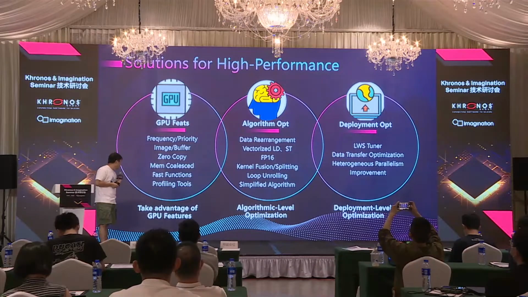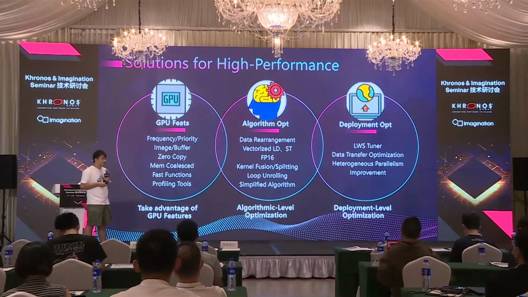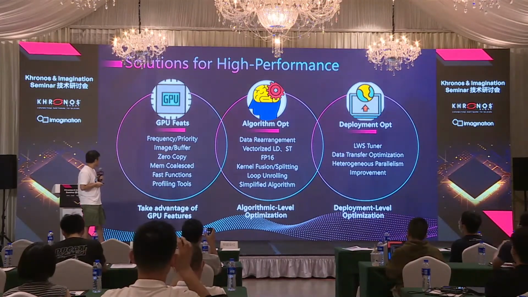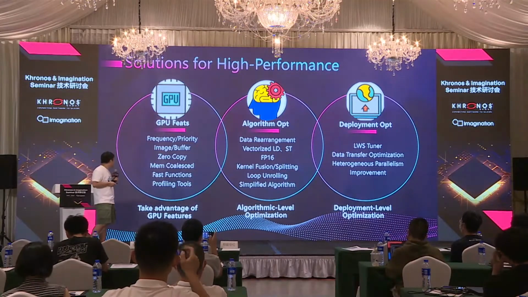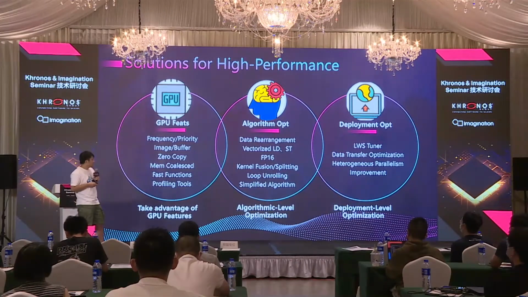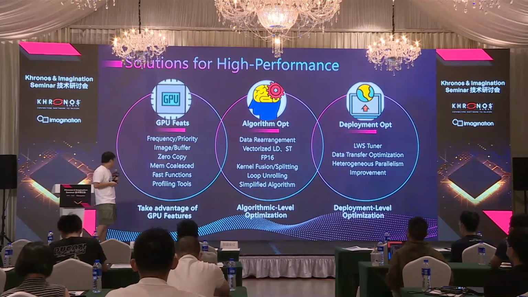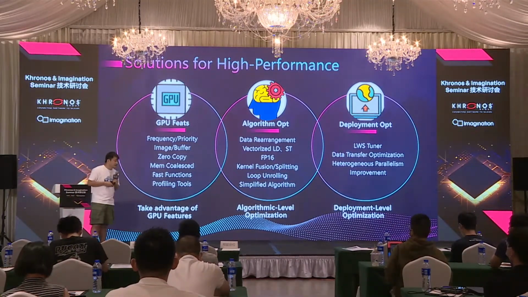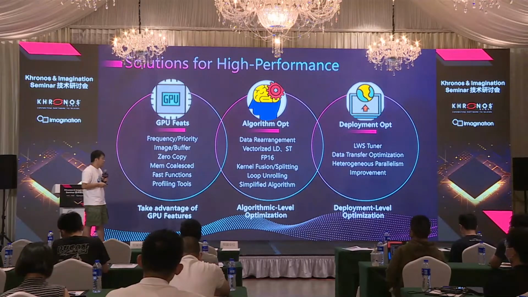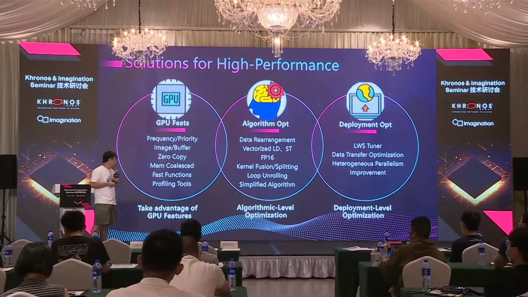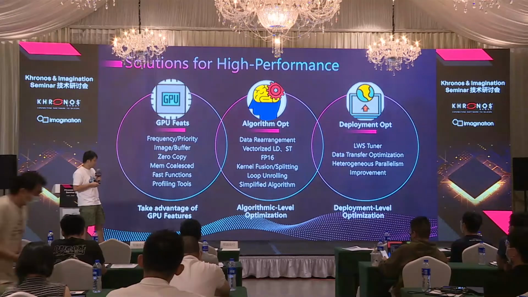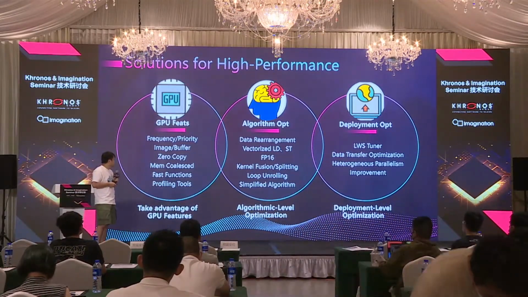Our performance challenges are actually separated into three parts. The first thing is that we have to fully understand the GPU features that we use, like what we always use during optimization: frequency adjusting, image buffering in different scenarios, and zero copy technology, calculating the frame rate and memory coalescing, the faster functions. And of course, profiling tools are also something we use so that we can analyze the kernels that we have written. Is it memory or cache bound, or GPU bound?